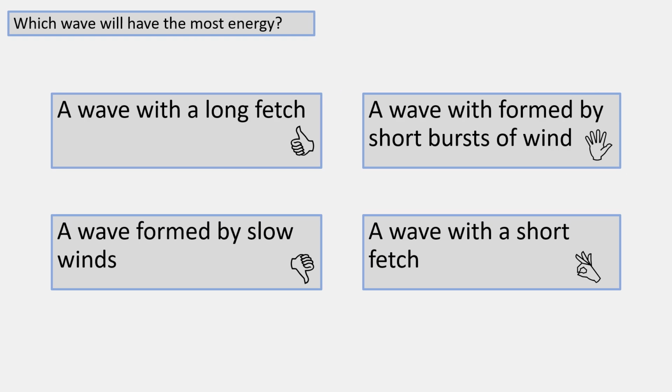And then the last question, which wave will have the most energy? We've got a wave with a long fetch, a wave which is formed by short bursts of wind, a wave formed by slow wind, or a wave with a short fetch. Give you a second. And the answer you should have selected is a wave with a long fetch.